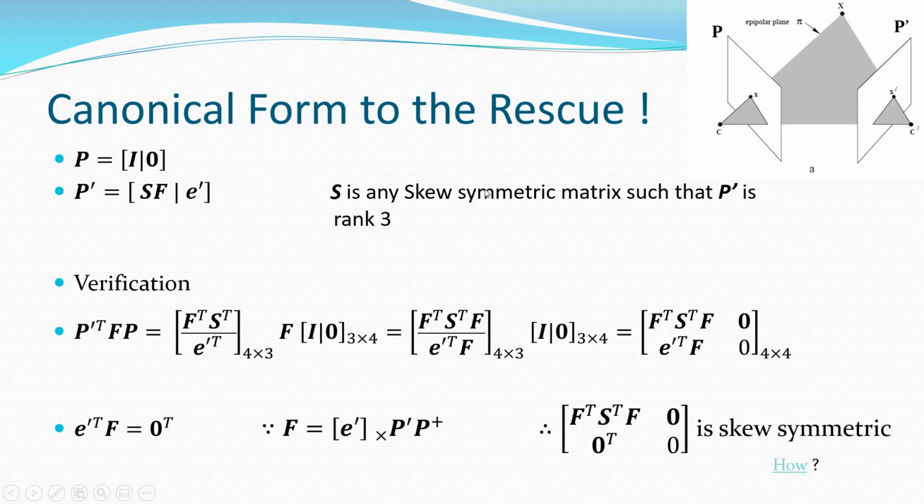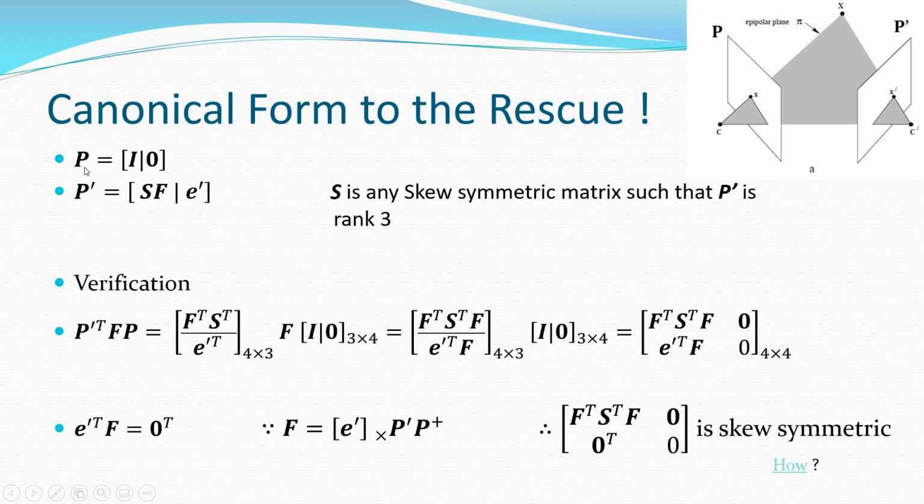Here S is some skew symmetric matrix such that this whole matrix is of rank 3, because P dash is a camera matrix and it has to be a rank 3 matrix. So S can be any skew symmetric matrix such that the matrix so formed is of rank 3. Also this E dash over here is nothing but the epipole, the vector representing this epipole. So one can quickly verify this.